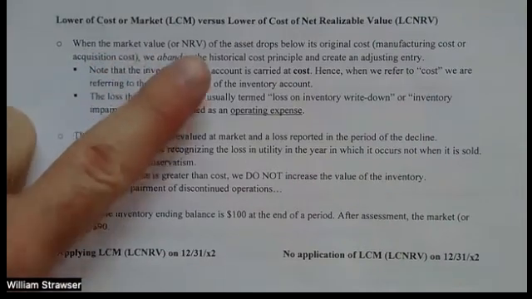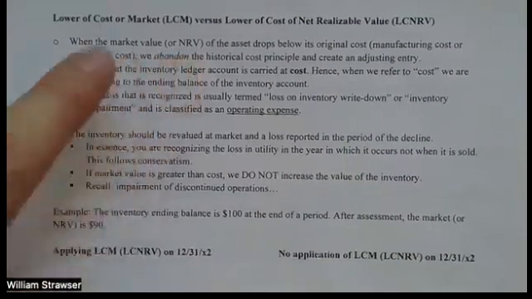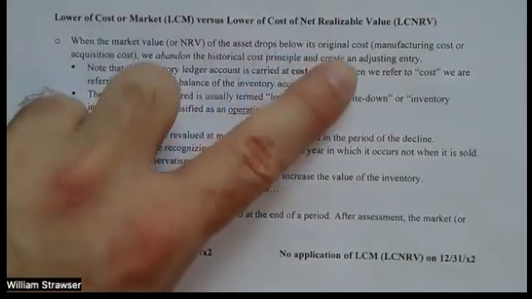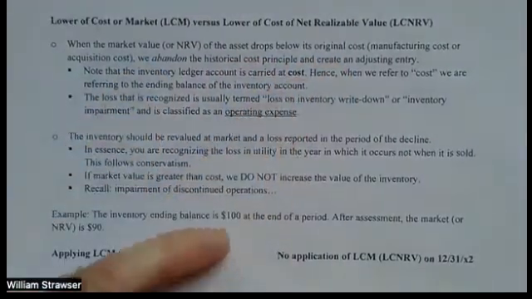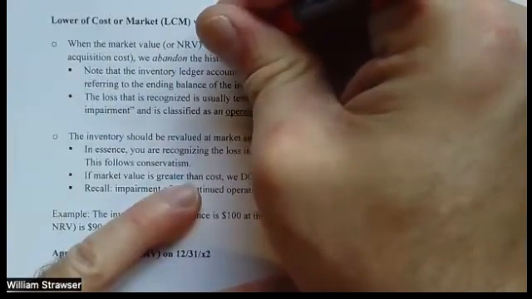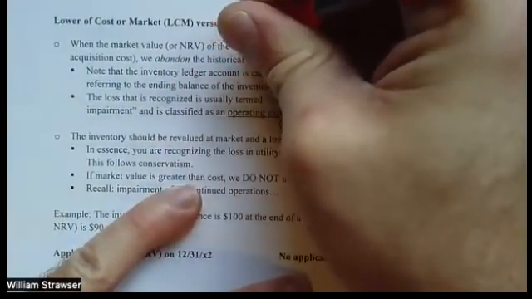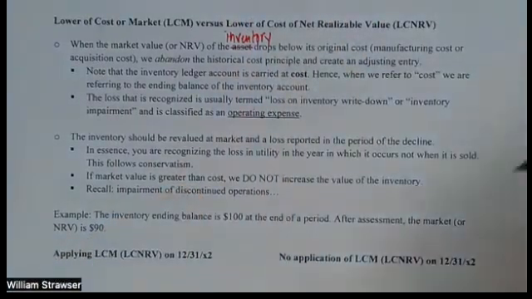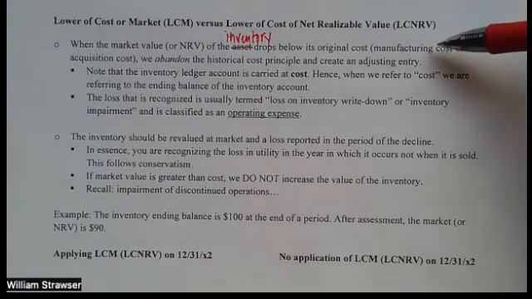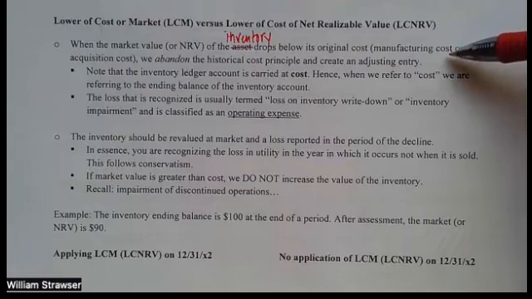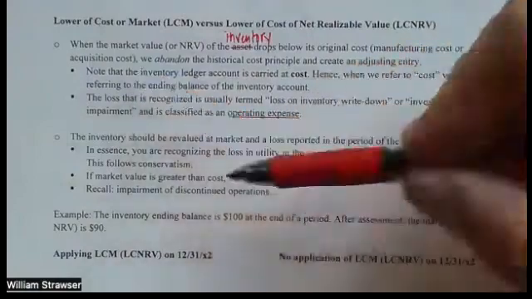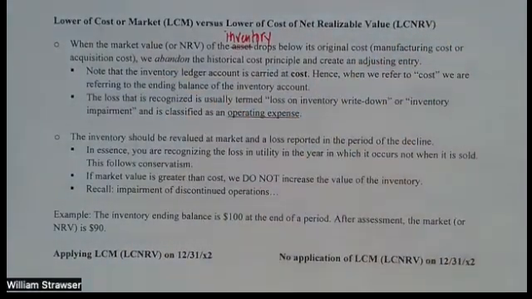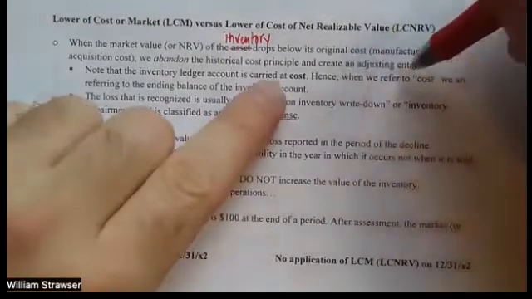When the market value or the NRV of an asset drops below its original cost, and I say asset, but really we're talking about inventory, because these terms are used in the context of inventory. When it drops below the cost, and the cost of inventory, remember, is either the cost we incurred to make it, the manufacturing cost, or the cost we incurred to buy it, we abandon historical cost and create an adjusting entry.